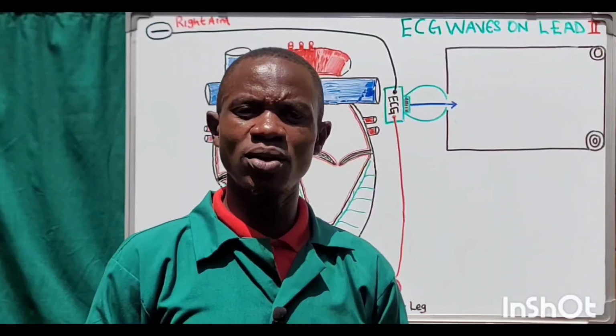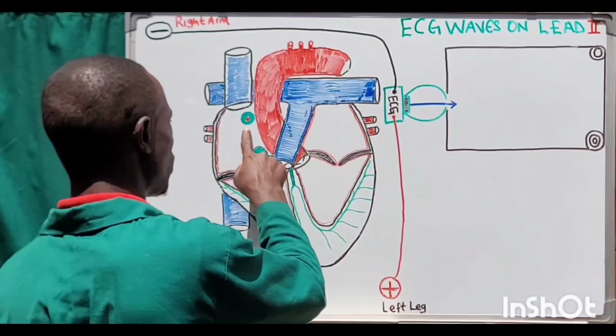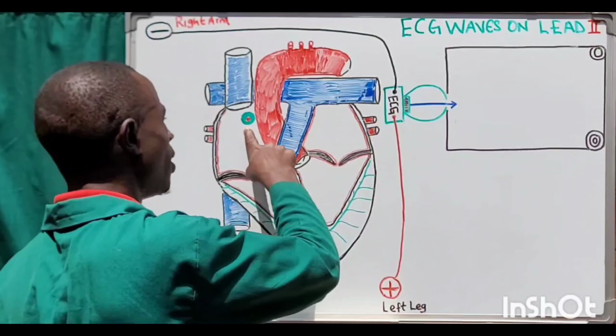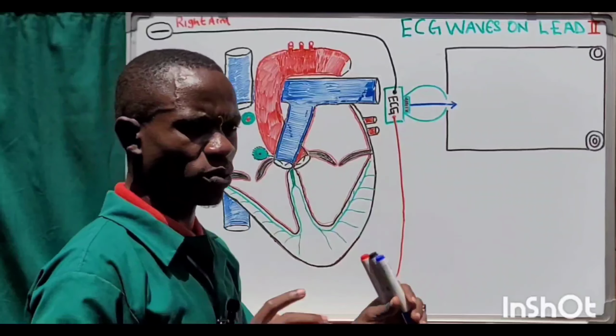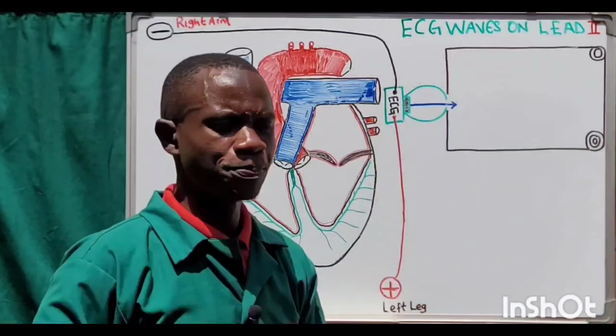And where is the SA node located? The SA node is located in the right atrium, preferably at the entrance of what we call the superior vena cava. That's where we have our sinoatrial node.